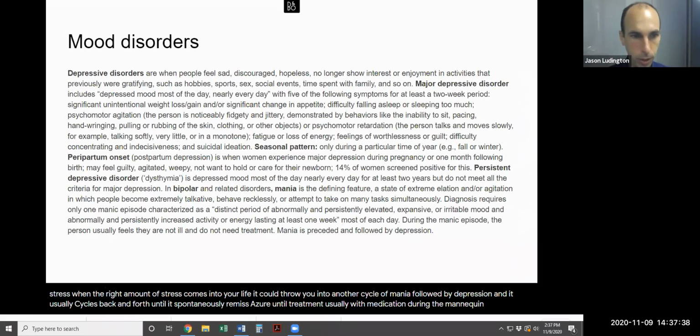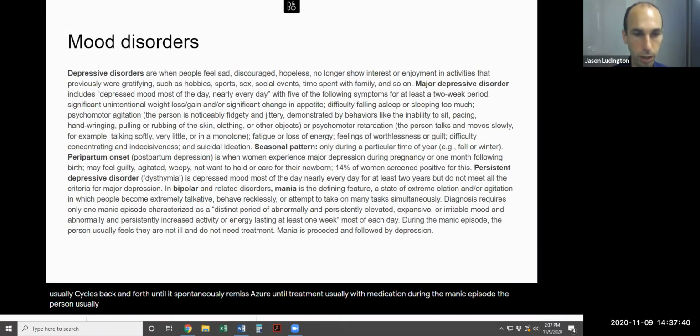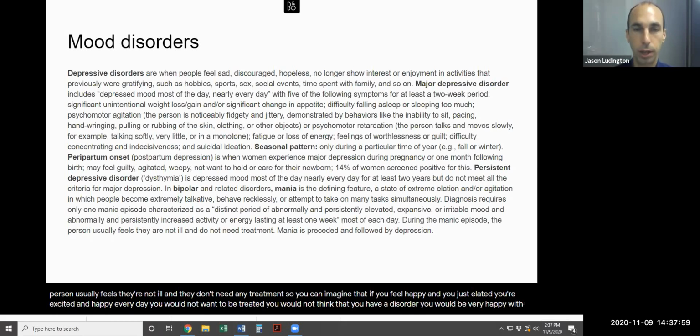During the manic episode, the person usually feels they're not ill and they don't need any treatment. So you can imagine that if you feel happy and you're just elated, you're excited and happy every day, you would not want to be treated. You would not think that you have a disorder. You would be very happy with your condition.